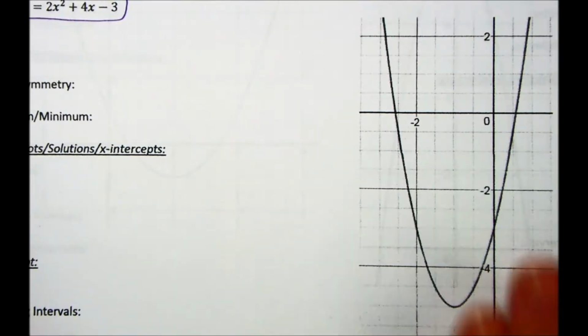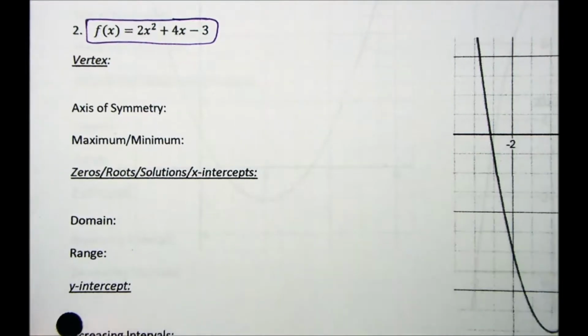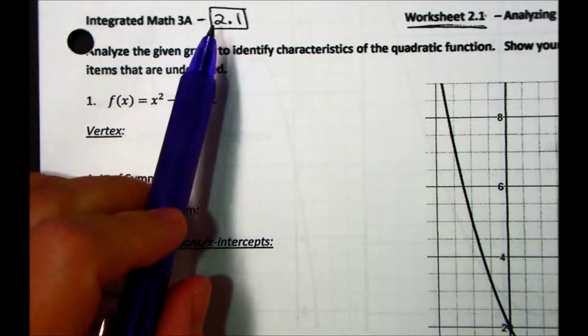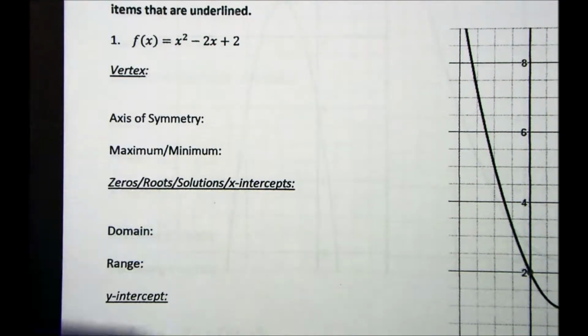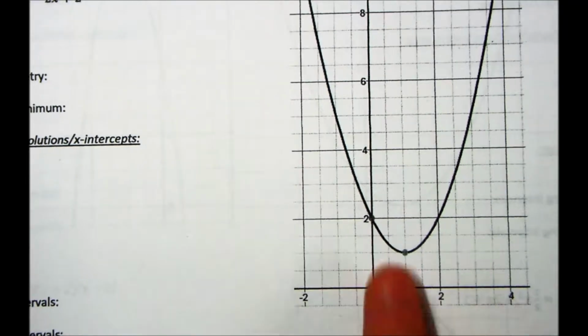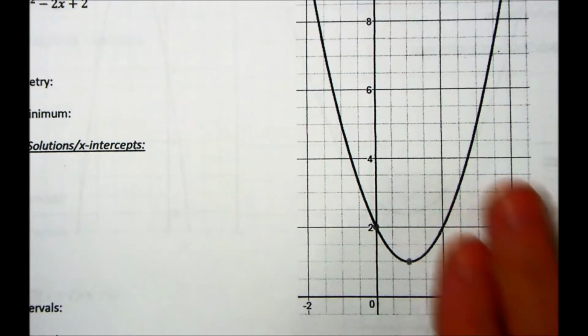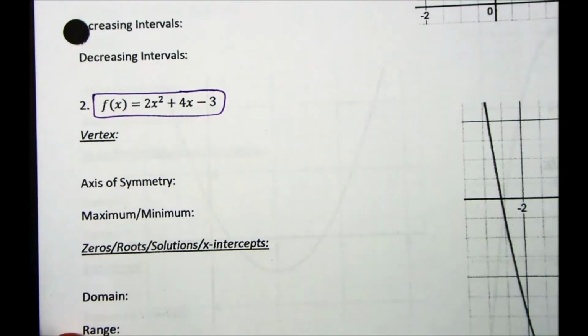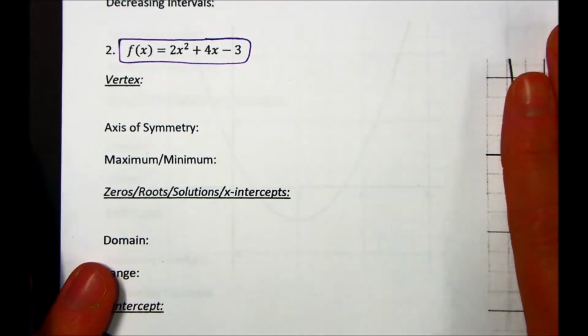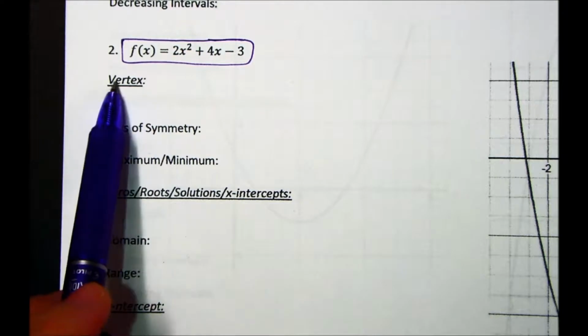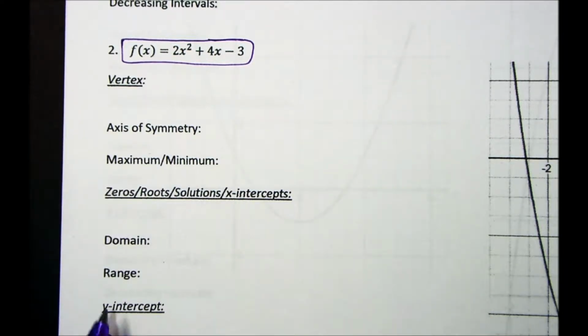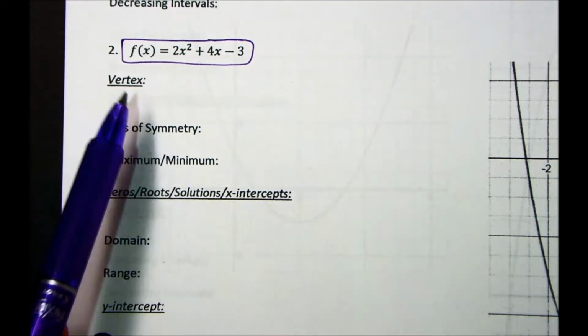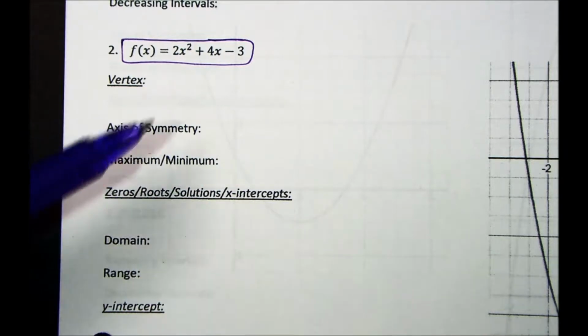Now pretend that this graph wasn't here. In the next assignment, assignment 2.2, you're going to be given the exact same type of problems, but you will not be given the graph, and you will need to graph these quadratics on your own. So it's important that we pretend that this graph is not here. Everything that is underlined, you need to show work on how you would find it without looking at the graph.